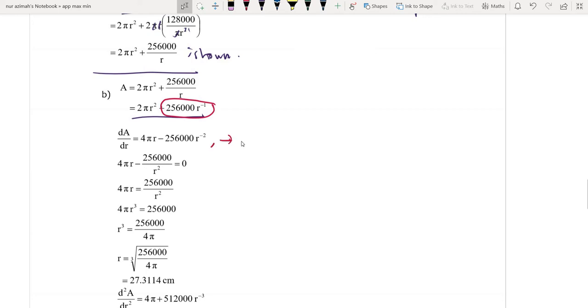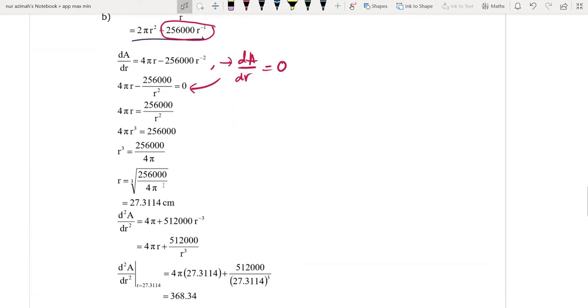I missed one step. You actually need to write dA over dr equal to 0, and hence we have 4 pi r minus 256,000 over r squared equal to 0. Rewrite it in terms of positive index back because it will be easier for you to solve the question later on. Right now, solve for the value of r. Rearranging everything in the equation, we will have r equal to 27.3114 centimeter.